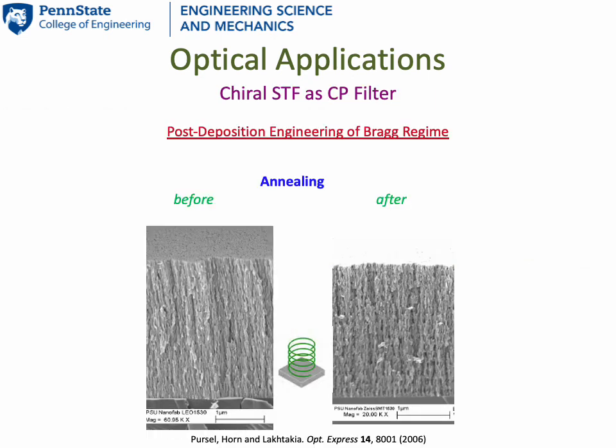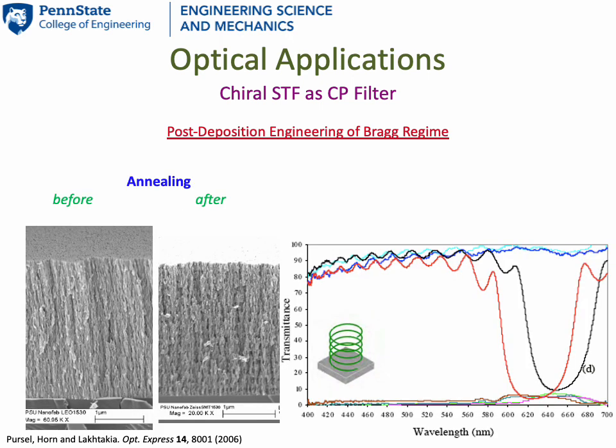If we wish to shift the circular Bragg regime after deposition, one way would be to anneal the chiral sculpture thin film. Annealing alters the morphology. Here are scanning electron microscope images of a titanium dioxide chiral sculpture thin film before and after annealing. The morphology changed due to annealing. The effect of annealing is a blue shift of the circular Bragg regime. The black curve indicates the circular Bragg regime before annealing, the red curve after annealing. The red curve is blue shifted with respect to the black curve.